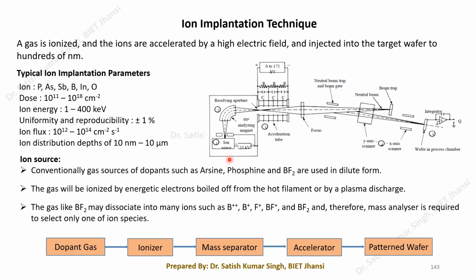Okay, so as I said, in the case of diffusion we can have lots of sources. For example, we had solid sources, liquid sources, gaseous sources, and spin-on sources. In a similar fashion, in the case of ion implantation, we can again have different sources, like gaseous sources and solid sources. They have their own advantages. Most of the time we use gaseous sources as well as solid sources. These are the two most prominent sources that we can use.